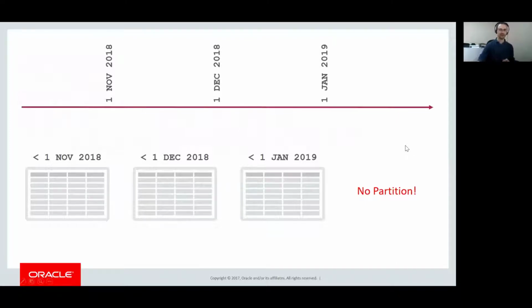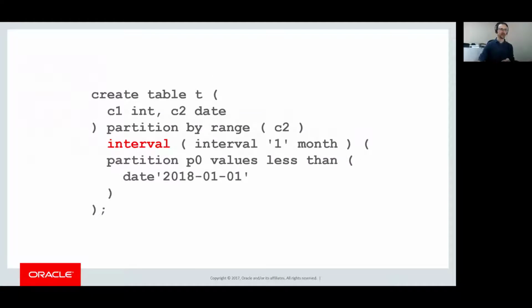So in 11g, we introduced interval partitioning. You do that like this. You create the partition, say partition by range, and then you specify an interval. Here we're saying interval 1 month. So for each new month that elapses, we will create a new partition.